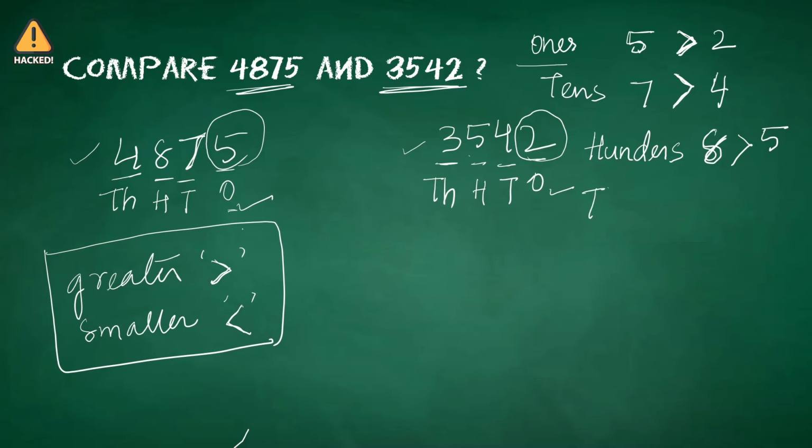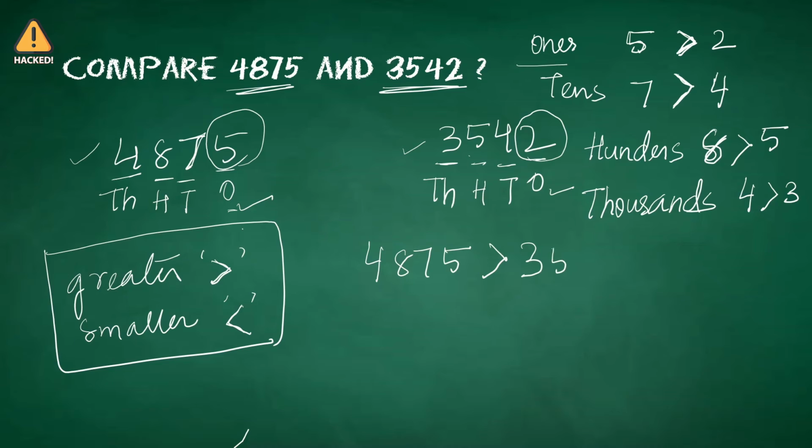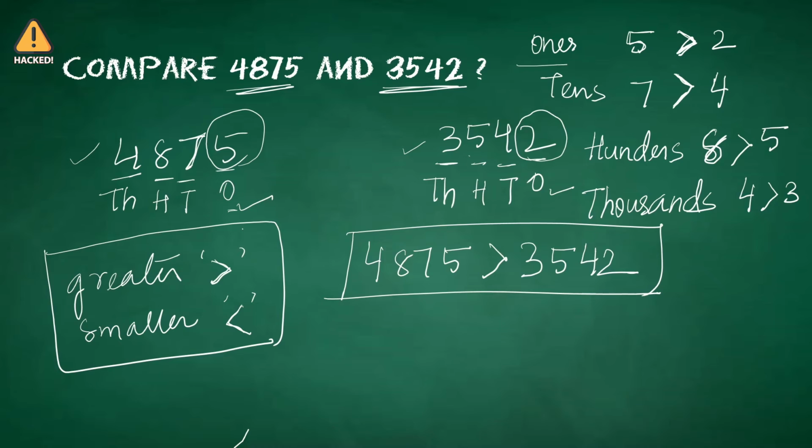And when comparing the thousands place, you would have known what the answer would be by now. Because here again, the 4 of the 4875 is much greater than the 3 in the 3542. So we are much more clear that 4875 is much greater than 3542. So here comes the answer. We have just compared these two numbers so easily and so quickly.